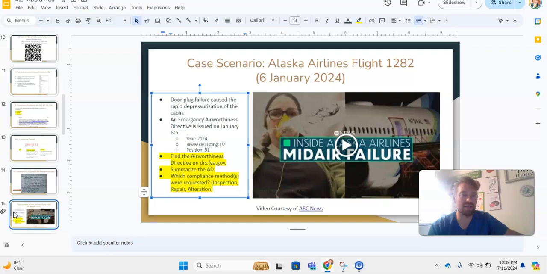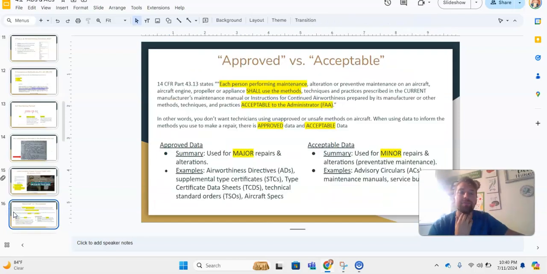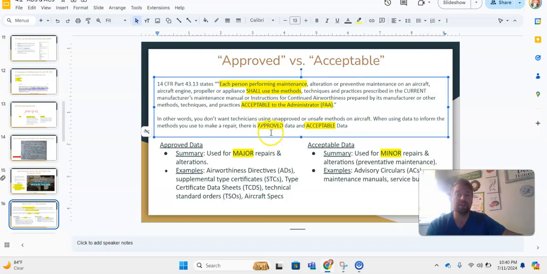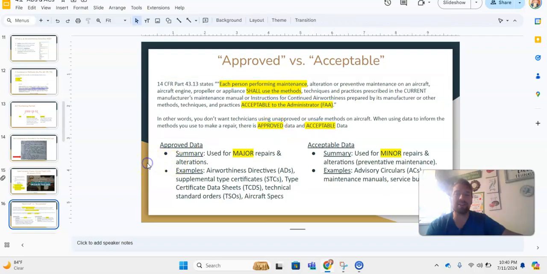Now there's one more thing we need to discuss before we call it a day on this, and that's this right here. Approved versus acceptable. These are two terms that you're going to see a lot in FAA, and it's super important that you know the difference. So this is my time to explicitly teach it to you right now. So first of all, let's cite some legislation here. In 14 CFR Part 43.13, it says, each person performing maintenance shall use methods acceptable to the administrator. Emphasis on the word acceptable. So there's the word acceptable, and then there's also the word approved. But what's the difference between the two? It seems like both of them are pretty similar, but there's actually a big difference.